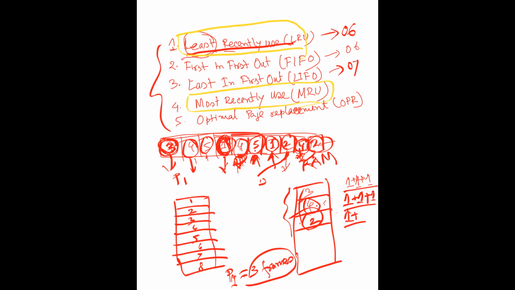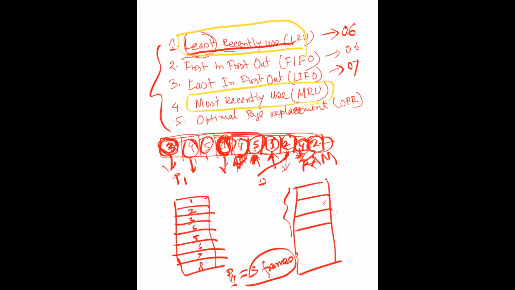How does the most recently used algorithm work? When a CPU requests a byte or word that is not present inside the RAM, then the OS will replace the page that is most recently accessed by the CPU. In case of LRU, it is the least recently accessed by the CPU. In case of MRU, the most recently accessed by the CPU, this page will be replaced. Okay. So now let's check how many page faults occur for the MRU algorithm.